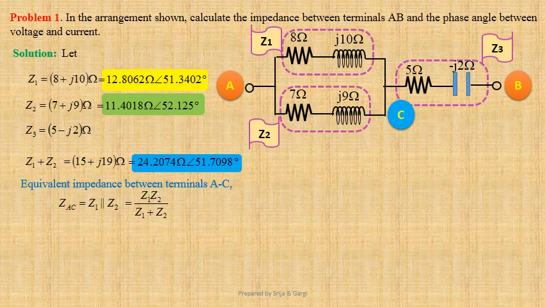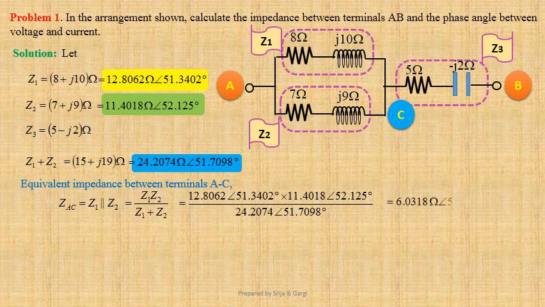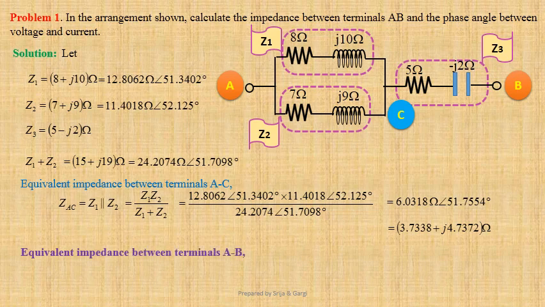Using values we get 12.8062 at an angle 51.3402 degree into 11.4018 at an angle 52.125 degree divided by 24.2074 at an angle 51.7098 degree. That gives us 6.0318 ohm at an angle 51.7554 degree. In Cartesian form, this may be written as 3.7338 plus J4.7372 ohm. Now we shall determine equivalent impedance between terminals A and B.